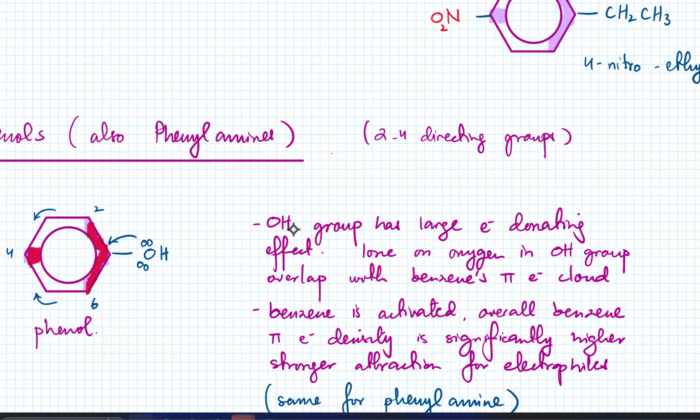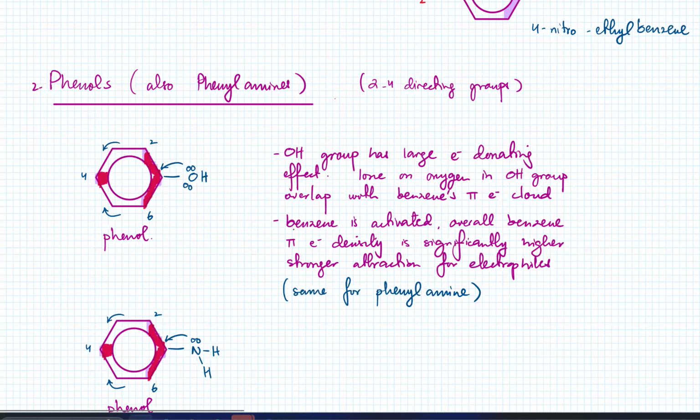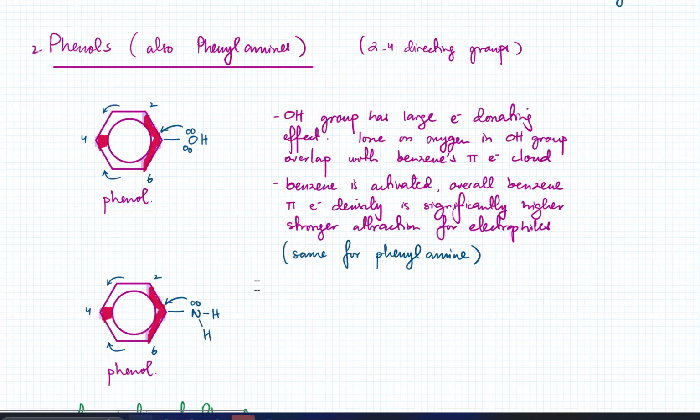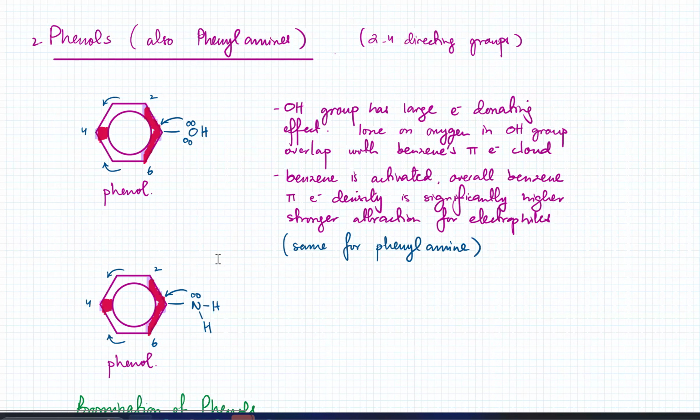They were the same electron donating groups. But in the case of phenols and phenylamines, the effect was a lot greater. The electron density was significantly higher. The OH group has a large electron donating effect. Lone pair, this should be lone pair. One second, I need to fix this.